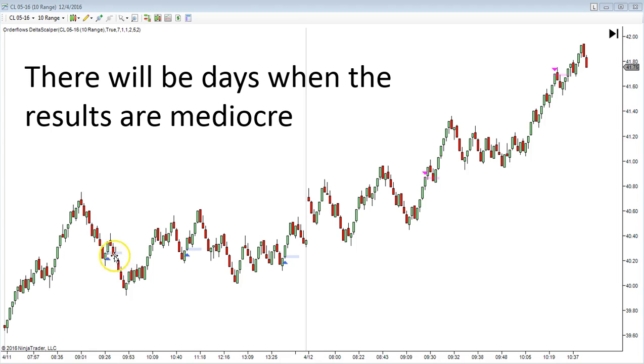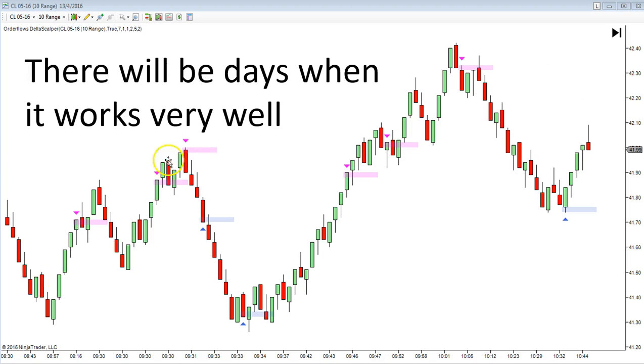Like this day, it just didn't really work out. This one worked out. This one worked out. This one, not really. This one, yeah, kind of did, but then turned around, stopped you out. Then there's going to be days where it works very well. Okay, this one stopped you out. This one maybe stopped you out if you held it. Maybe it didn't.